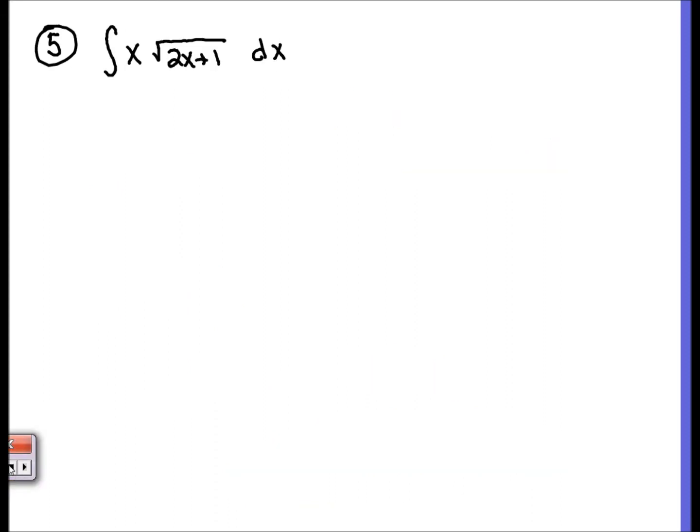Here's the last problem that we're going to do. We're looking for two functions. I've got them, x and 2x plus 1. If you notice, one function is the derivative of the other, or pretty darn close to it. The derivative of 2x plus 1 is 2. But I have an x there, not a 2. Okay, so we're going to have to do a little bit more work on this one.